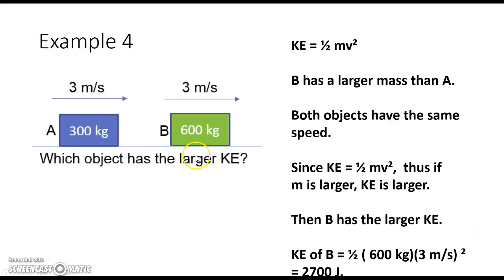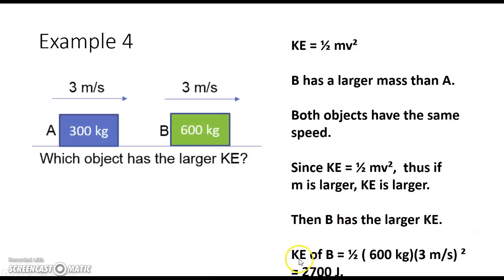Now here I have two objects. Which object has a larger kinetic energy? I notice that both have the same speed, but B has the larger mass. So we can quickly argue that if v remains the same but m is larger, then KE must be larger. So if B has a larger m, that means that B must have the larger kinetic energy.